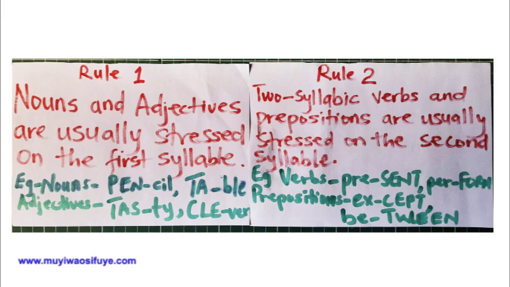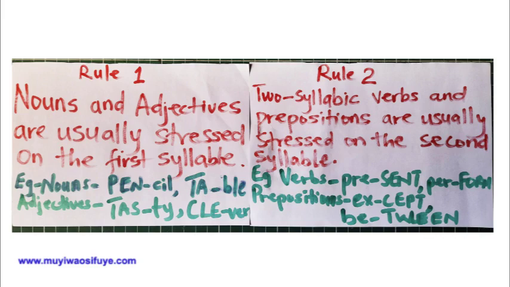The examples we have here are for verbs. We have present, perform. And for the prepositions we have except, and the next one is between. You can see that those syllables in capital letters are stressed. So that is for Rule 1 and Rule 2.